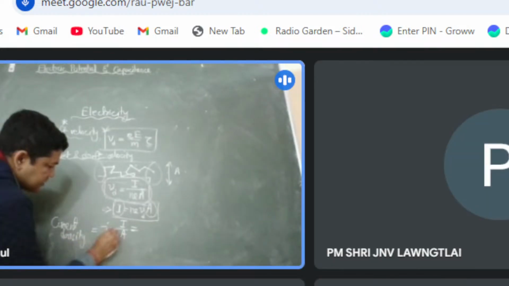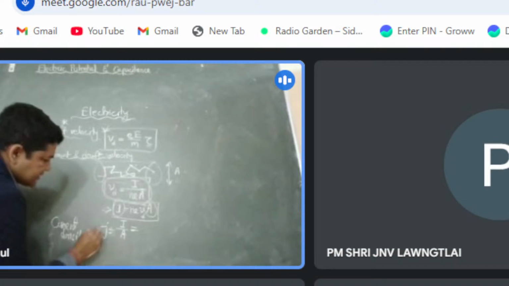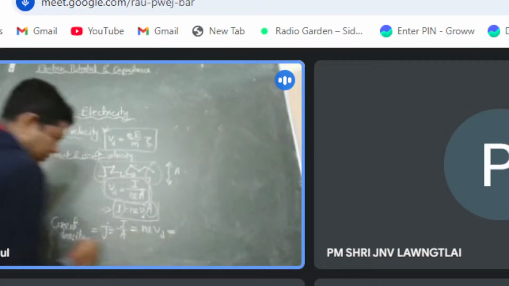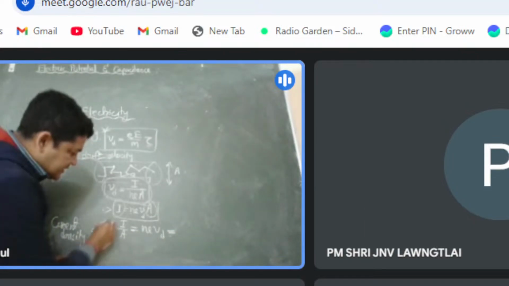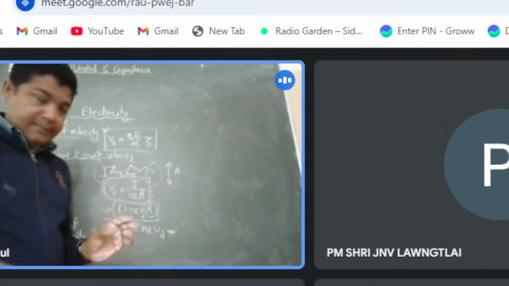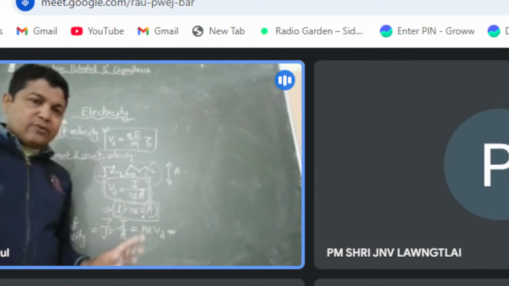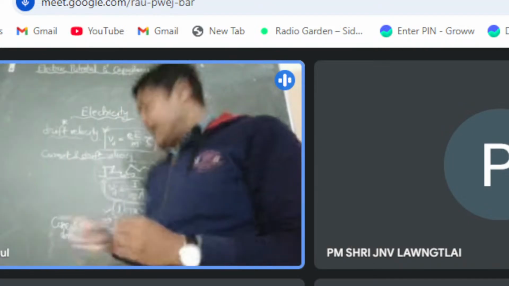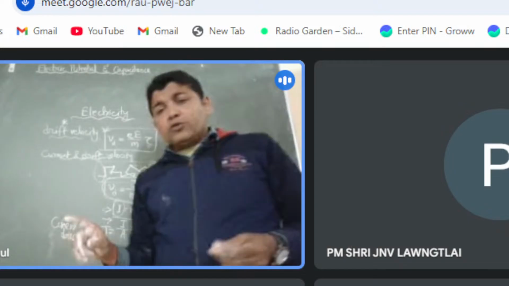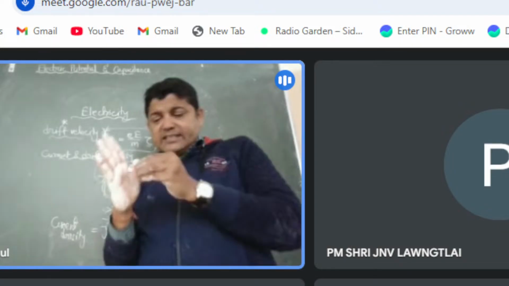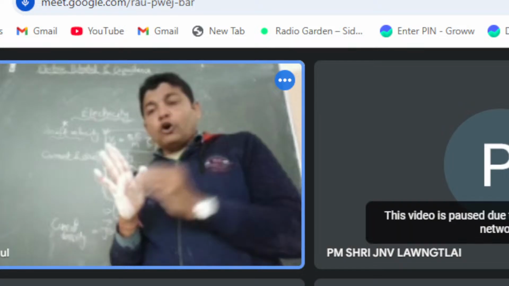So J is nevd. Okay, one more thing: current density is taken as a vector quantity. Though current is a scalar quantity, current density is a vector quantity. The reason is the definition of current density: current passing through a given area when it is held normally to the flow of the path.